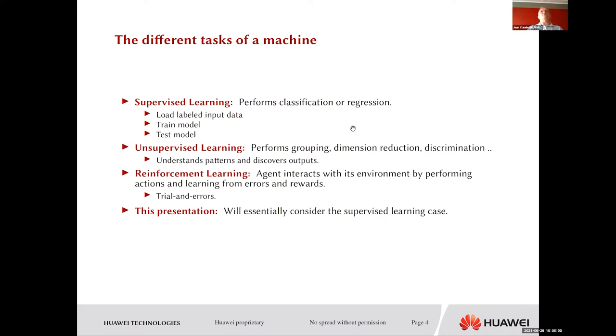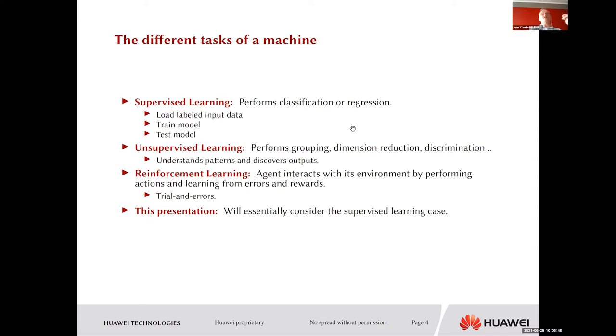Regression is related to more continuous problems. Then there is also unsupervised learning. You don't have any labeled data, you have basic raw data, and the idea is to perform grouping, dimension reduction or discrimination. You don't know that what you are considering is a cat, because this word is completely unknown to you. What you want to do is to discriminate, for example, cats and non-cats, where cats will be in some manifold and non-cats will be outside this manifold. You want to understand patterns and to discover the outputs.